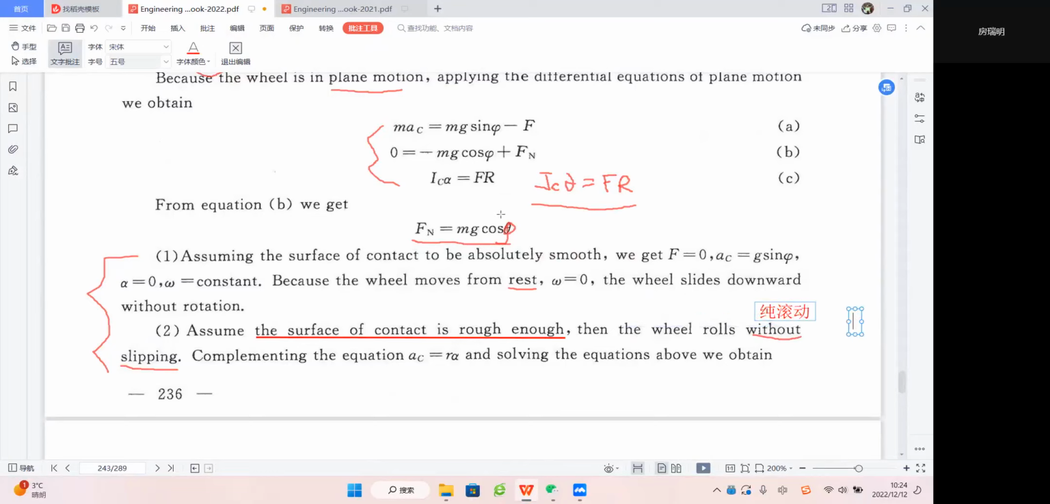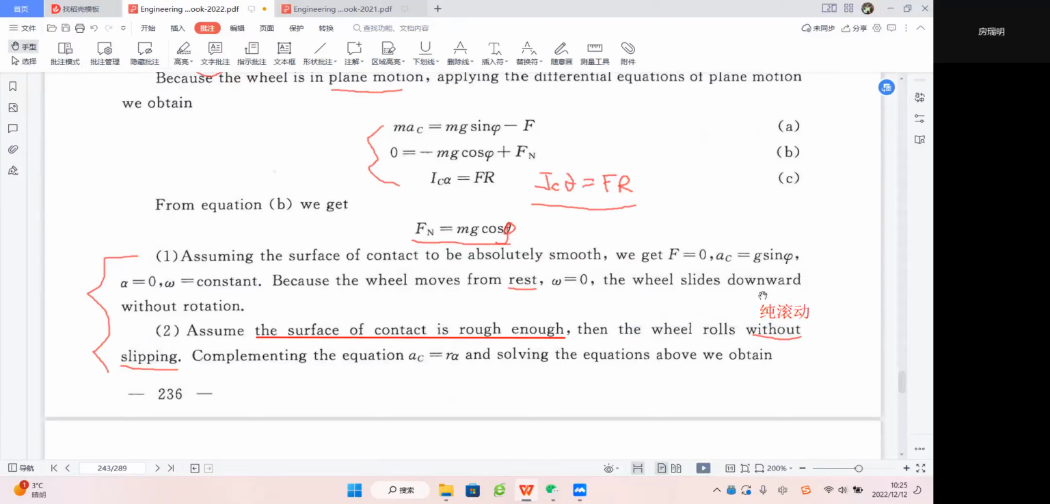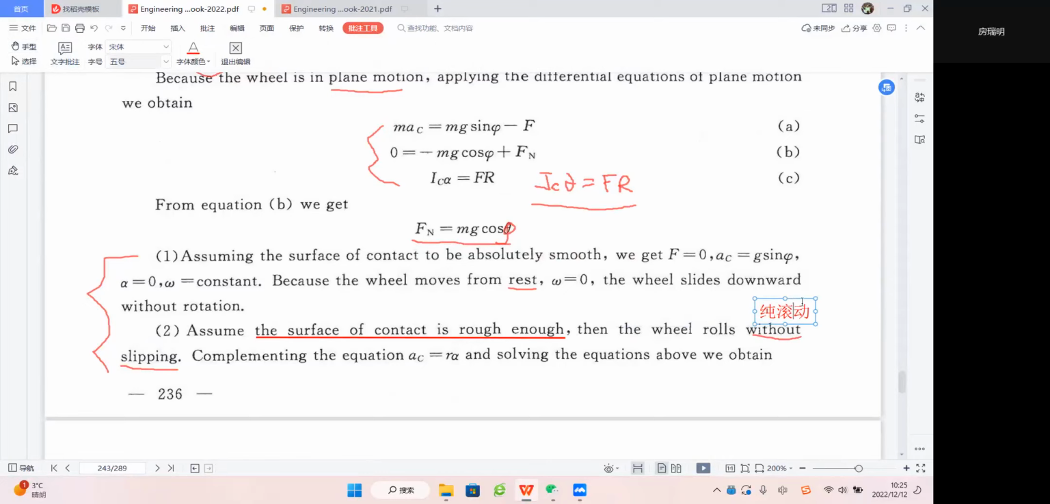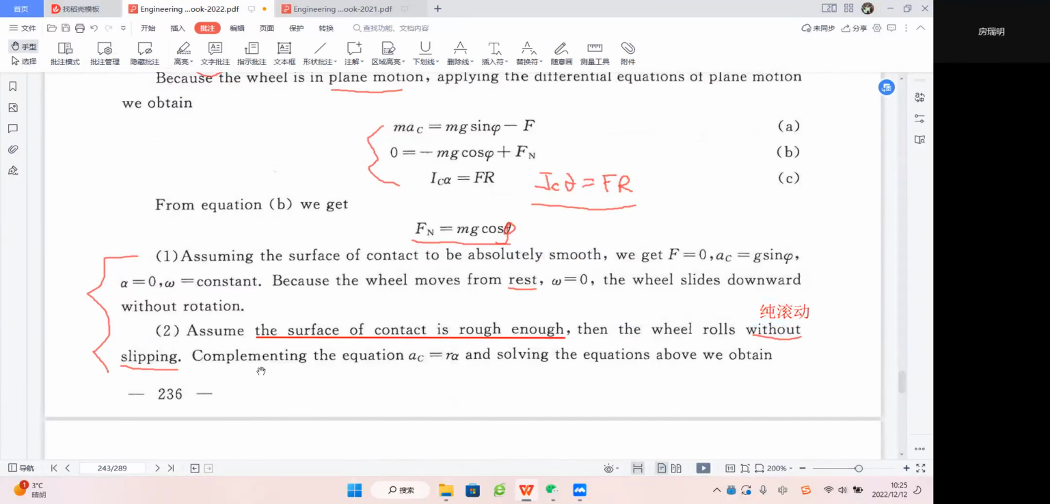That means the contact point never has relative movement between the wheel and the slope. So we call that pure rolling, 纯滚动. So we will have a complementing equation that is AC should equal R alpha, right?